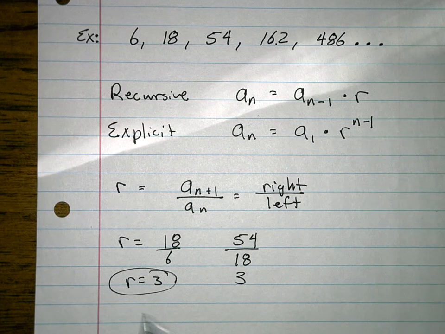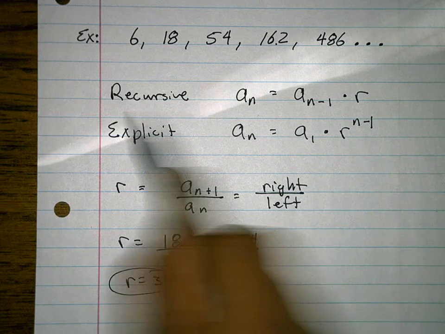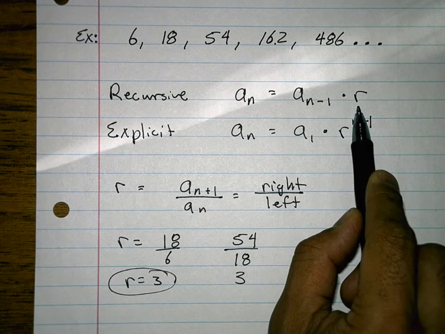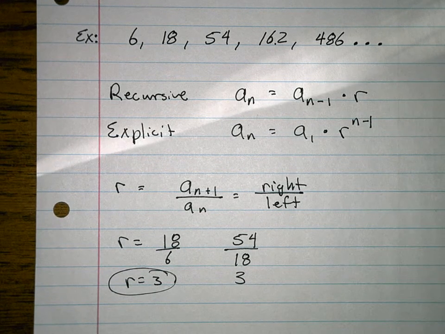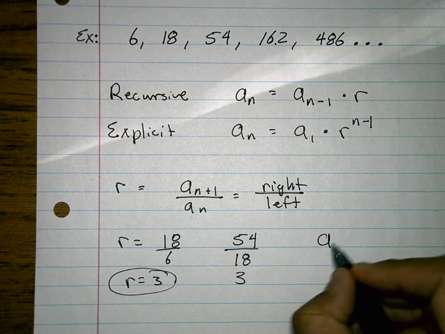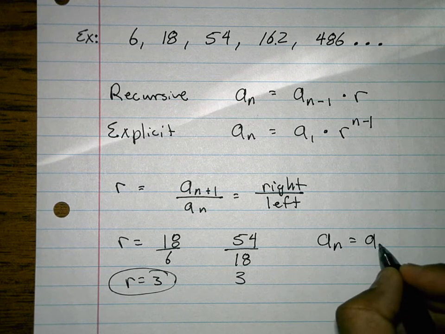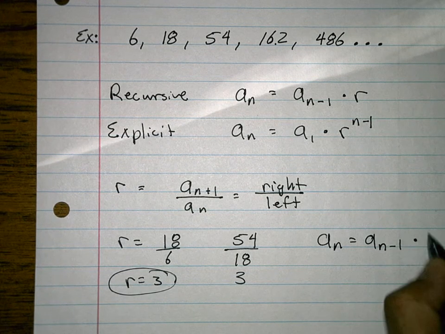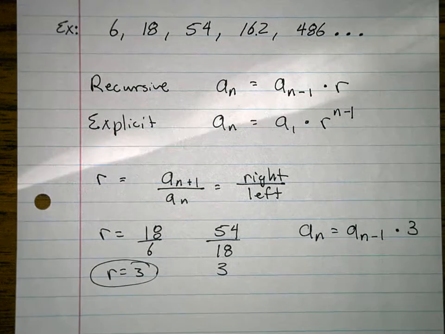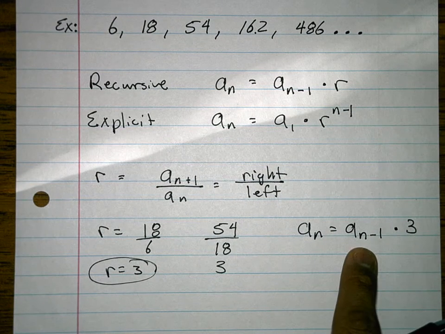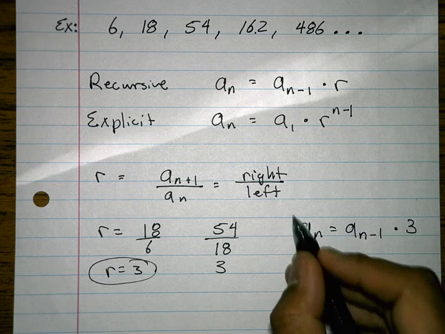Okay, so if I look at my recursive formula, that's all I really need to plug in right there. So my recursive formula is a sub n equals a sub n minus 1 times 3. So it says if I want to find a term, I'd take the term before and multiply by 3. So there's half of it done right there.